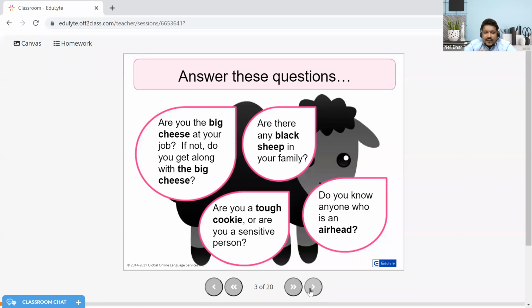Okay. Next, are you a tough cookie or are you a sensitive person? Again, it's your personal choice. This is just to enhance your communication. Take a minute to answer, are you a tough cookie or are you a sensitive person? If you think you're a tough cookie, give reasons, speak about it. You can speak a few lines and that enhances your communication. Do you know anyone who is an airhead? If you know someone, you can talk about that person who you think is an airhead.